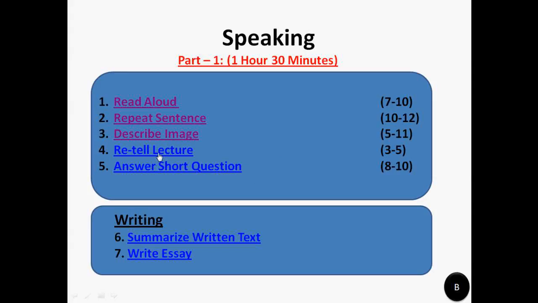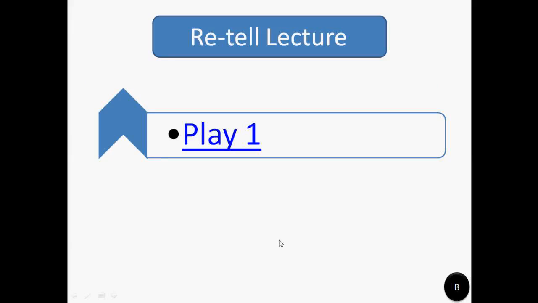Then you've got retell lecture. In retell lecture, what we have is you're going to hear a lecture which will be around 1 minute 20 seconds, 1 minute 30 seconds. You need to listen, grasp whatever has been said. And once the lecture is done, you're expected to talk about the topic after a duration of 3 seconds. 1, 2, 3, and you need to start.